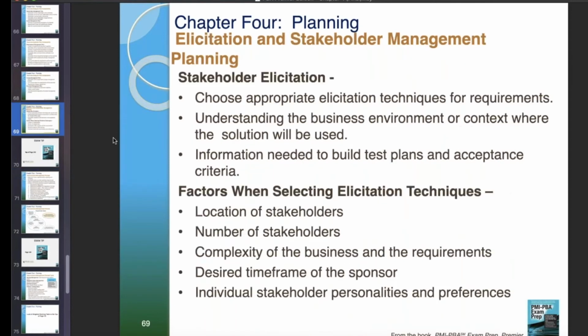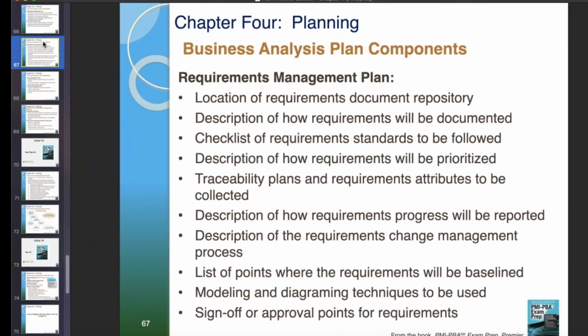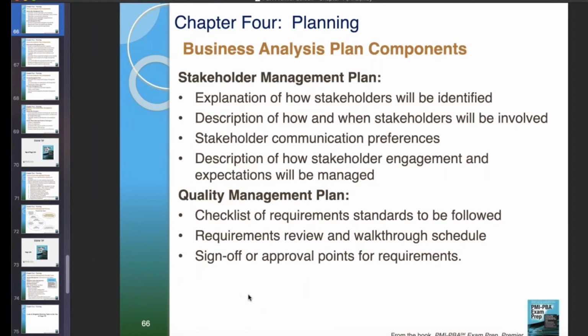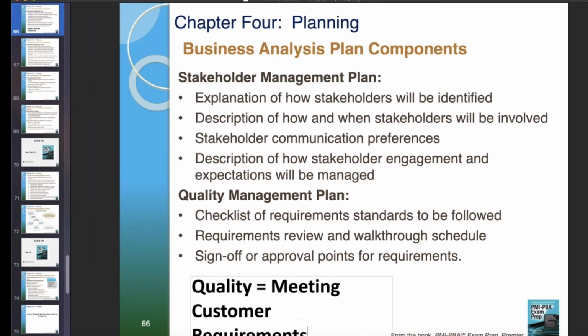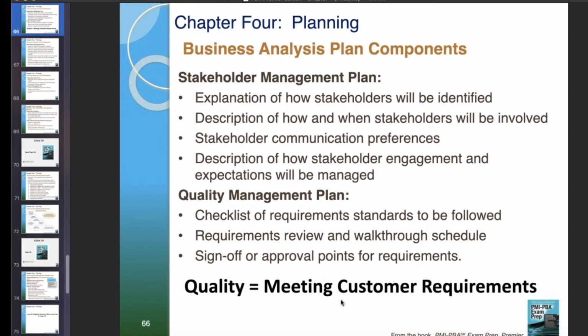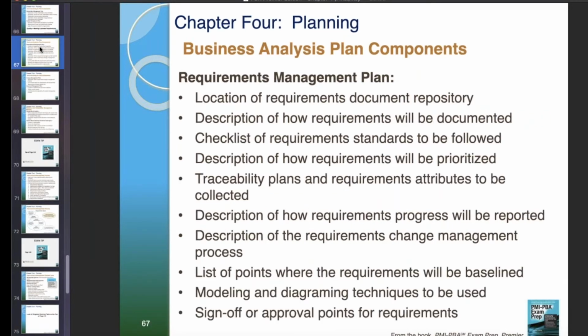So, let me go back. Where did I go? There it is, meeting customer requirements. So that's important to remember. So quality. And customer requirements can also be called specifications. And that's worth remembering too. But quality is just meeting customer requirements. So for the quality plan, a checklist of requirements, standards to be followed, requirements review and walkthrough schedule, and sign off or approval points for those requirements.